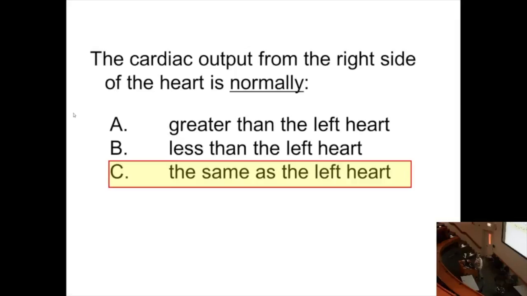If my right was pumping more than my left, then my lungs would blow up with blood and I'd burst, and I'd do it in relatively short order. Whatever comes out of the right has to be pumped out of the left at steady state, or my blood volume goes up and down. They are normally the same at steady state.